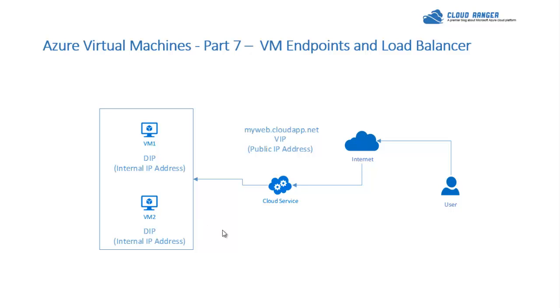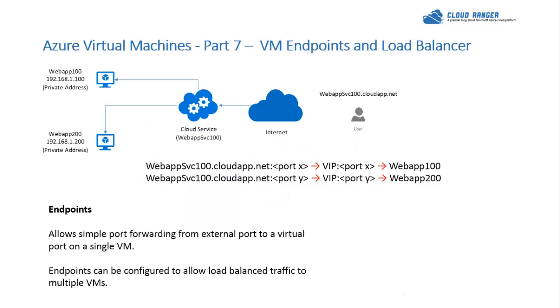The way you access this cloud service would be with a VIP, which is a virtual IP, or the public IP address. And this public IP address will have port translations that will be done to both of these virtual machines. So this is how it works over here. You have a user who's trying to go to this virtual machine or the services on these virtual machines. It'll go through DNS, for example, with the cloud service name webapp service 100.cloudapp.net. We know that all cloud services will have a cloudapp.net domain name.